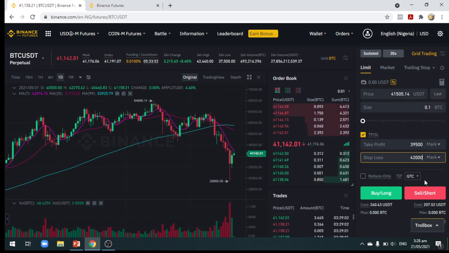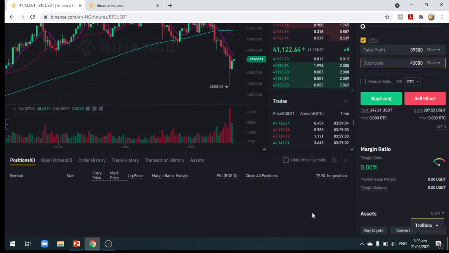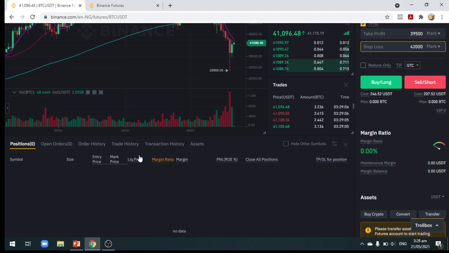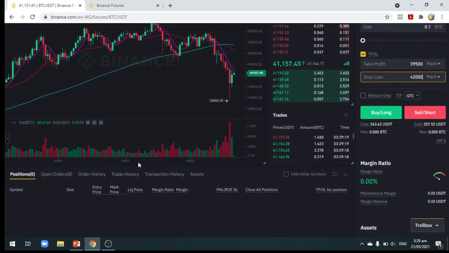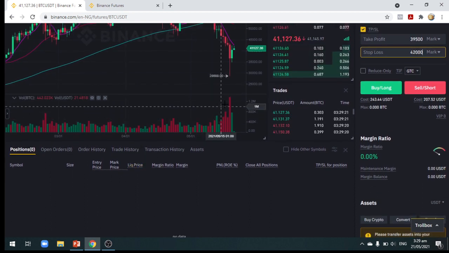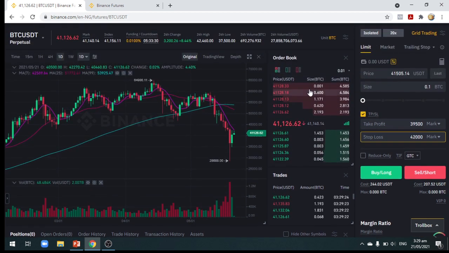So once you've done that, all your positions, you'll be able to see them here, and you'll be able to close your position at any point in time. So you see your margin ratio, and the liquidation price, which is the price that once the price of the coin gets to it, your position will be liquidated and you will lose the margin that you put in for that particular trade.